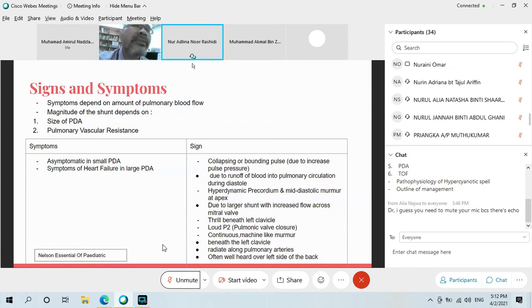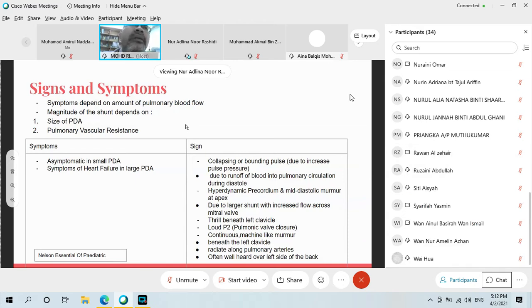I'm not sure. Okay, anybody know? I think in PICS, I'm not sure whether the PICS protocol mentioned it or not. There is a calculation to know that, but in general, it depends on the age of the patient.